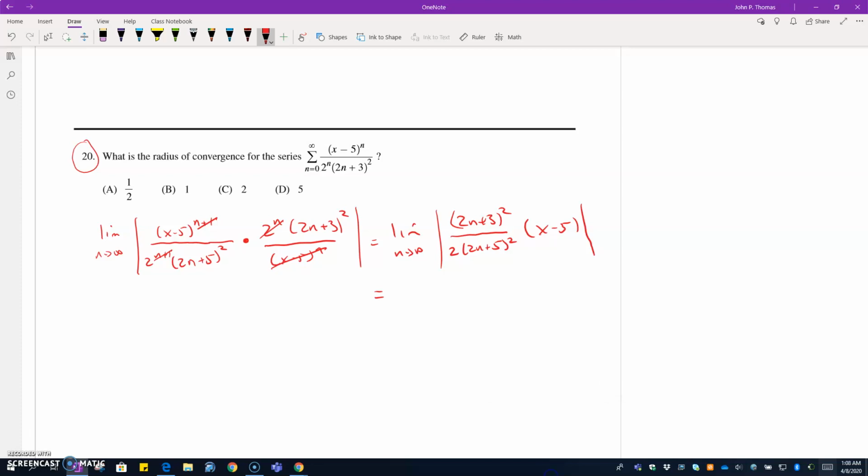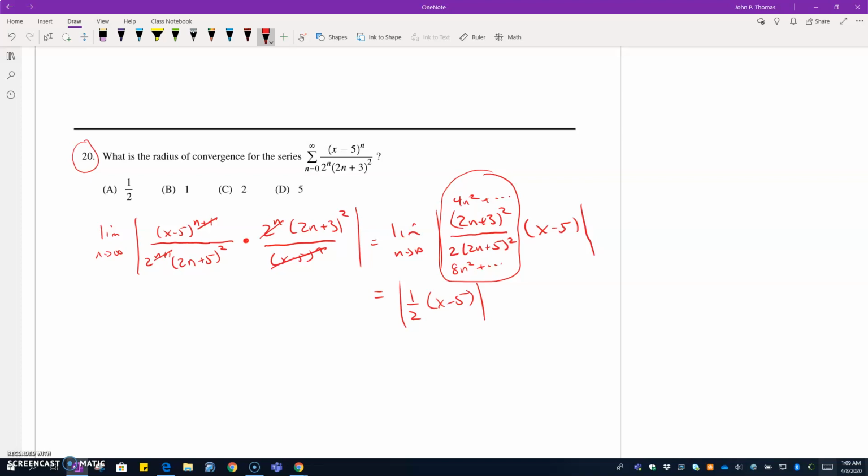Now, if I multiplied out the top of this, I'd have a 4n squared plus a bunch of other terms. In the bottom, I'd have an 8n squared plus some terms. So we know from our old days that this piece of the limit would reduce to 4 over 8, or 1/2. x minus 5 doesn't have an n in it, so I'm really at 1/2 times x minus 5, and this was all in an absolute value. That's the limit that I get when I do the ratio test.